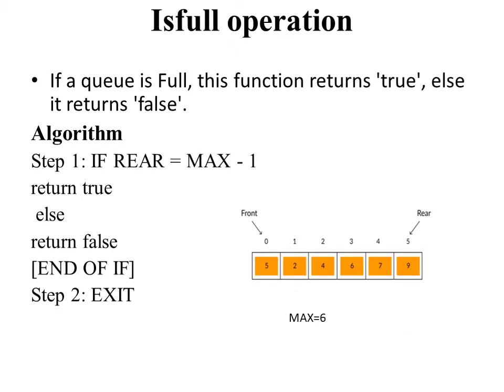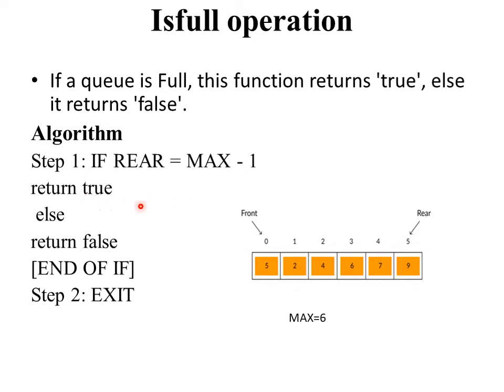Is full operation. If queue is full, this function returns true, else it returns false. Algorithm for is full operation is if rear is equal to max minus 1. So see here in this figure, max is 1, 2, 3, 4, 5, 6, means value of max is 6. So here rear is equal to 6 minus 1. 6 minus 1 is 5. So here our rear points to the 5th index, means this condition is true, that's why return true.